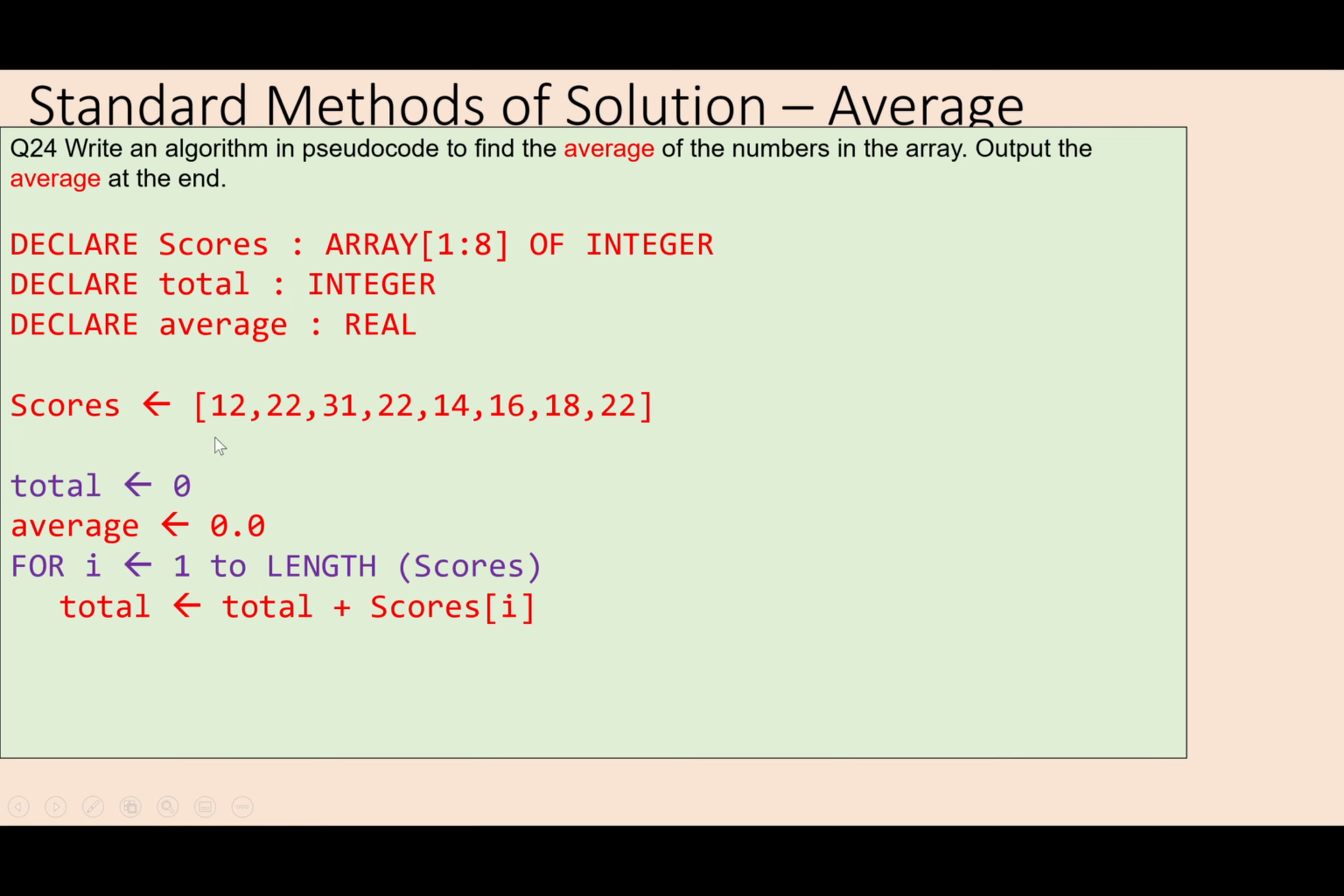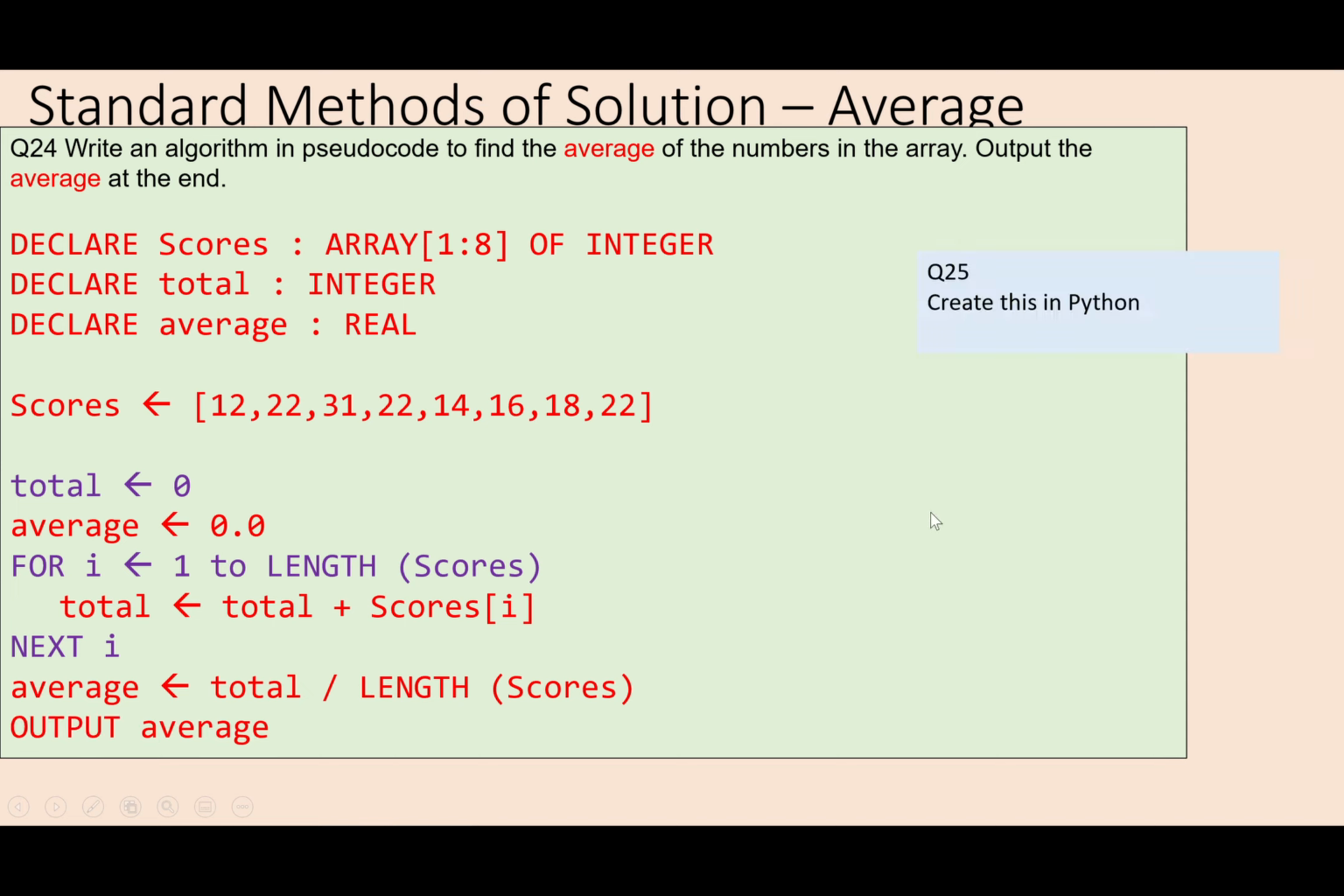The next time, scores I is 22, it's the second position. So we've got 22 plus 12, so that's going to be 34, and so on, until we've finished going through each element in the array. Then once we've completed that, we have a total, and then to find the average we're just going to divide the total by the length of the array, or if you wanted to count and say total divided by 8, that's fine as well. And then let's output the average. Okay, pause the video now, have a go at writing that out in Python, and then come back and have a look at the answer.